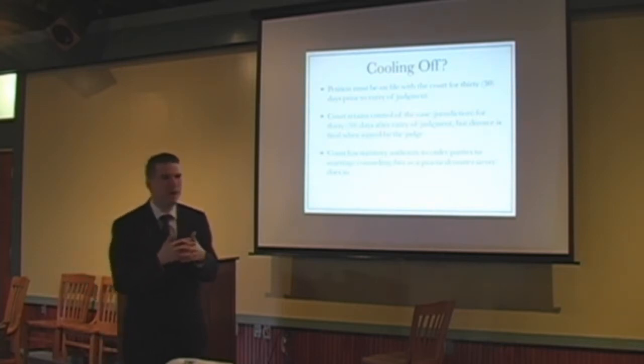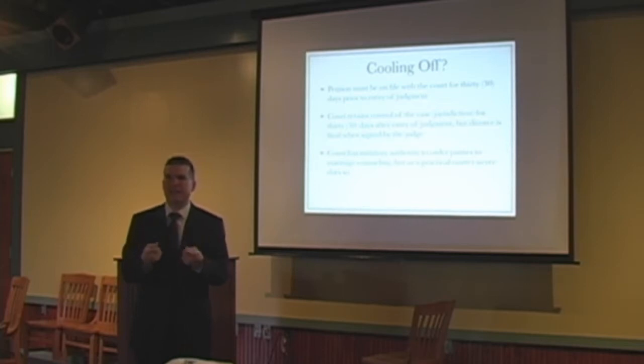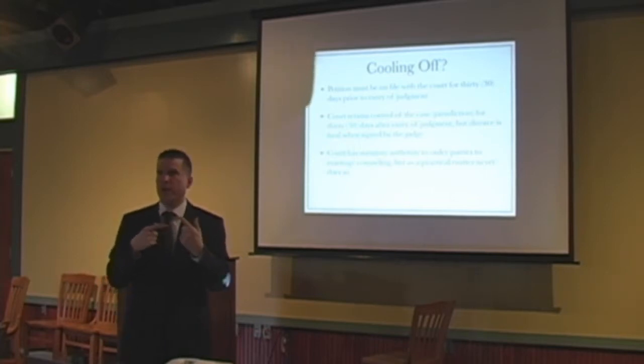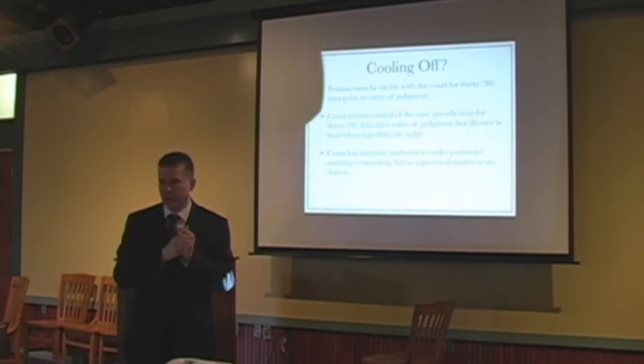However, if there is an irregularity in the judgment, or if there's a mistake in the judgment, or if there is something in the judgment that renders it void, then the judge retains control over it for 30 days after he or she signs it.